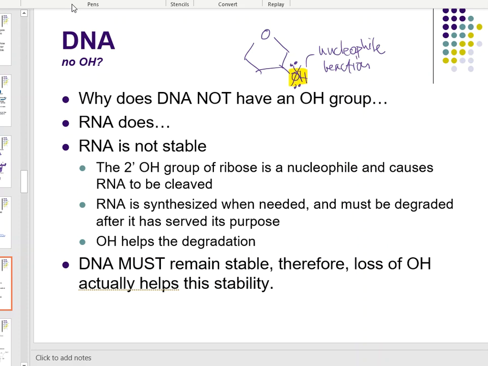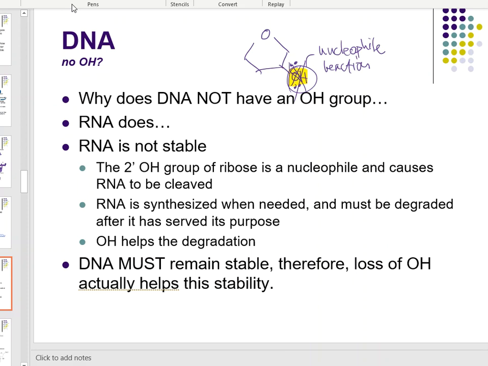So that's exactly what DNA has done. It has taken this nucleophile and eliminated it from the structure. That way it doesn't cause DNA problems later down the road, because this OH group wants to make up its mind and decide to react with something. And then before you know it, the DNA begins to unravel and it becomes destabilized.